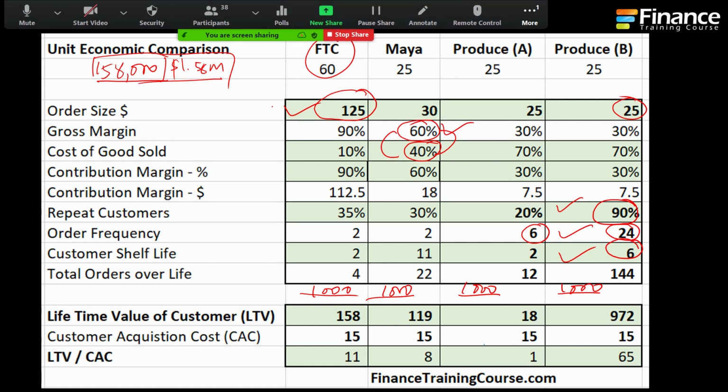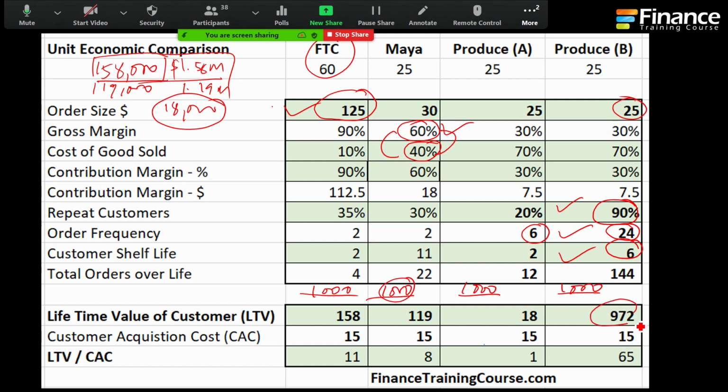Okay, all right. So for Maya, if Maya has 1,000 customers, Maya's value is $119,000. If Maya had 10,000 customers, Maya's value would be $1.19 million. Then there's Produce A. Produce A has 1,000 customers and only gets to $18,000 in value. You can clearly see the difference, right?